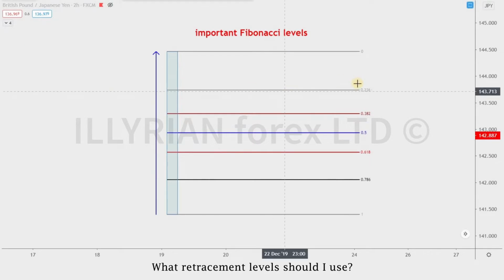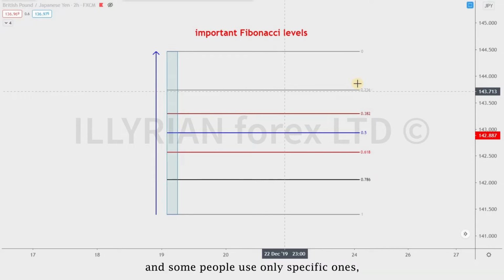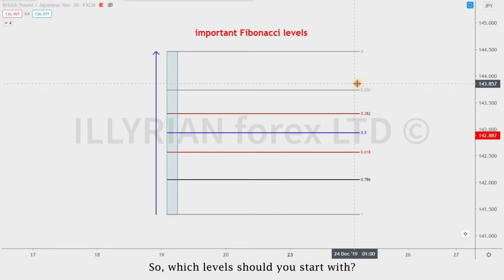What retracement levels should I use? It is very confusing at the beginning, because there are many Fibonacci retracement levels, and some people use only specific ones, while others like to draw all the retracements. My advice is to try to use the standard levels. Over time, when you gain more experience, you will decide which are the most important ones and which ones you prefer to use. So, which levels should you start with?